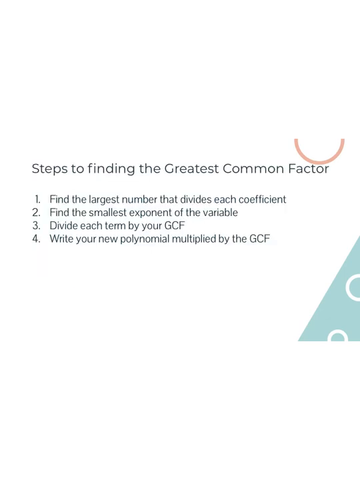So here are the steps to find the greatest common factor. So first, you're going to find the largest number that divides into each coefficient. Then you're going to find the smallest exponent of the variable and divide each term by your greatest common factor. And then write your new polynomial multiplied by the greatest common factor. So let's try a couple of those.